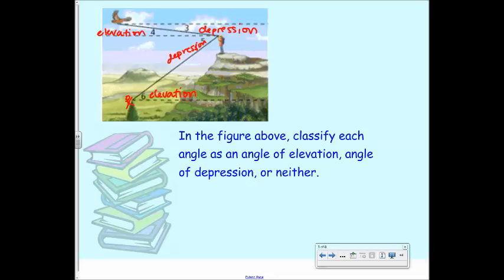Depression means going down. So again, number 3 has to be depression, not elevation. Even though it kind of looks like it could be coming from the man, remember that the horizontal line is the one that has to be a part of it. So if this is your horizontal line, then it would have to be going down because it's depression.